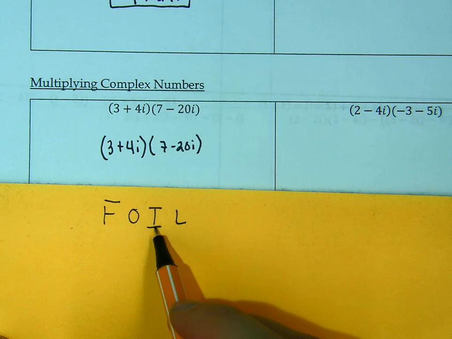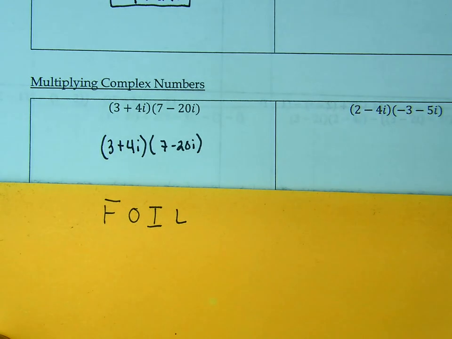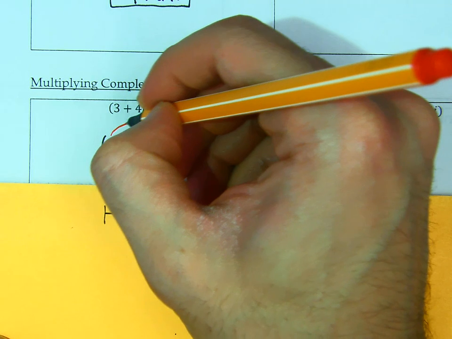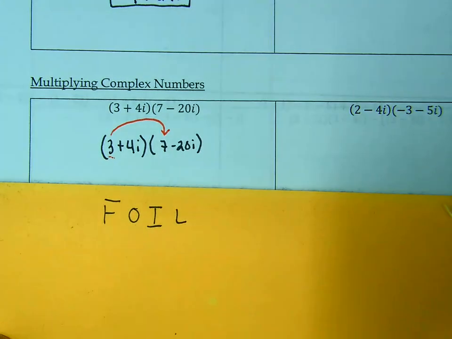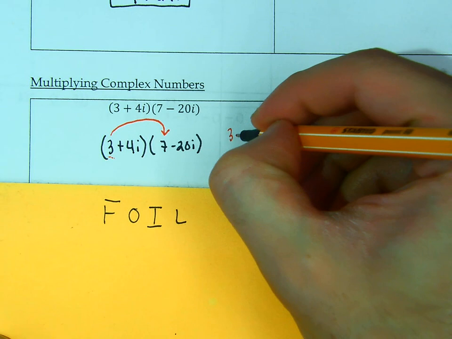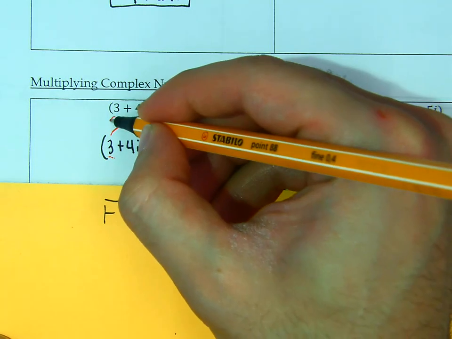First, outer, inner, last. What would be the first move? Notice that I'm going to go with 3 times the 7i. I'm sorry, 3 times the 7, right? So here I can show that first: 3 times 7. This is my first move.